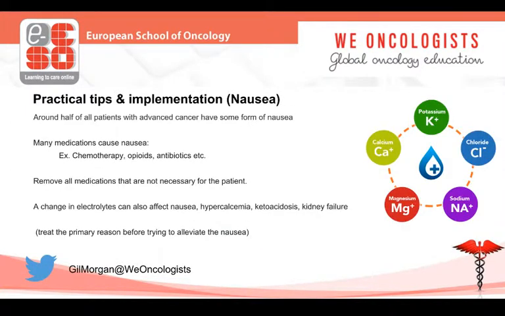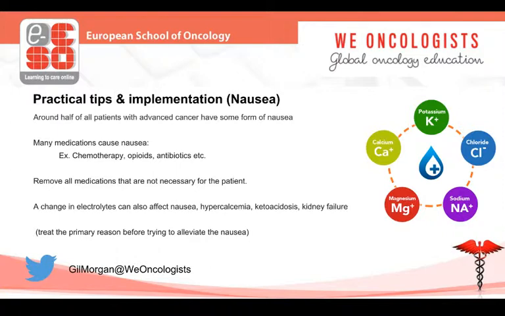So, little practical tips on the implementation of nausea. Around half of our patients with advanced cancer have some form of nausea. So this is quite a common situation. Many medications can cause nausea, such as chemotherapy, opioids, antibiotics, etc. So the first thing we do, you remove all the medications that can be removed for the patient when you have them in, because you don't know exactly what's causing the nausea.